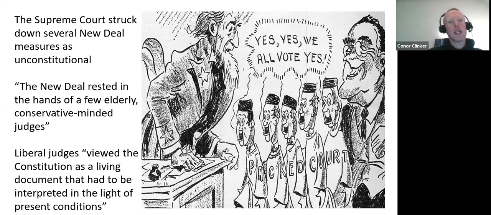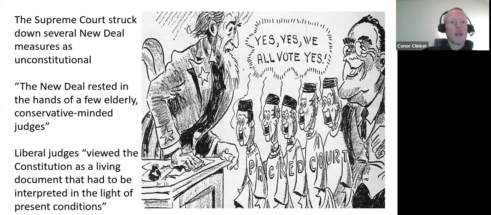The textbook phrases it as so: the New Deal rested in the hands of a few elderly, conservative-minded judges. Well, okay, all the judges were elderly. Some of them were conservative-minded, and the author is upset about that. They don't seem upset about the elderly, liberal-minded judges, but that's fine. That just gives you a little insight into the point of view of the author.